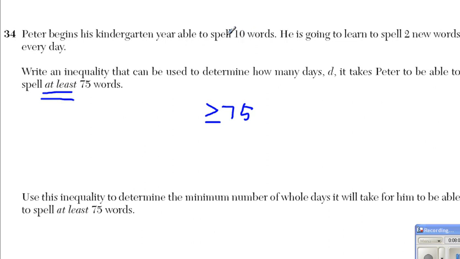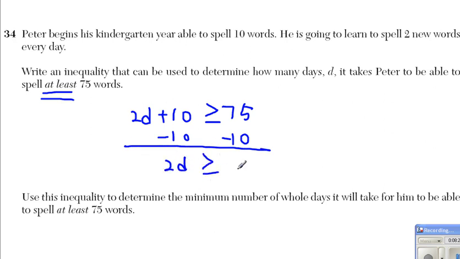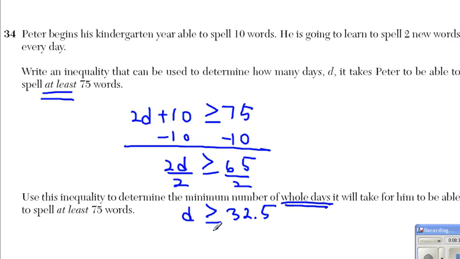Since Peter already can spell 10 words, and every day he can learn 2 more words, that's basically the expression we end up getting. And then they're asking us to solve it. What we can do is subtract 10. We get 2D has to be greater than or equal to 65. By dividing by 2, D has to be greater than or equal to 32.5. But in this case, we are looking for whole days. This means D has to be 33 days.